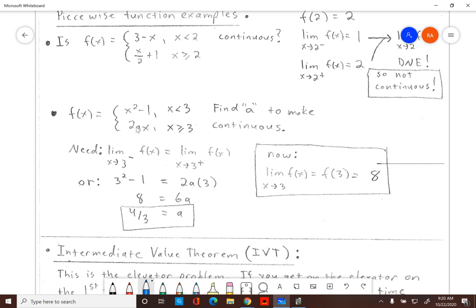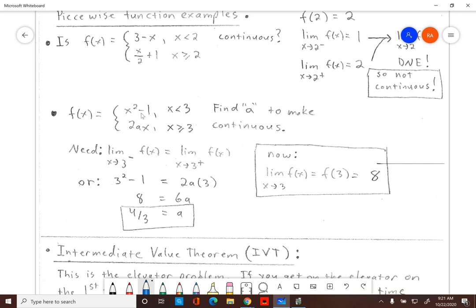So again, lines are continuous everywhere. Parabolas are continuous everywhere. So I need to figure out the value that I'll put here to make those two things connect. Okay, so what I'm going to do here is first check the limit as x approaches 3 from the left. Because what I need is the limit as x approaches 3 from the left to equal the limit as x approaches 3 from the right. Because if the limit from the left equals the limit from the right, then that limit exists and it's equal to that value. And then if limit value equals function value, you're continuous at that point.